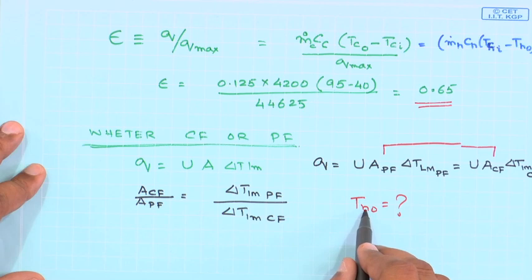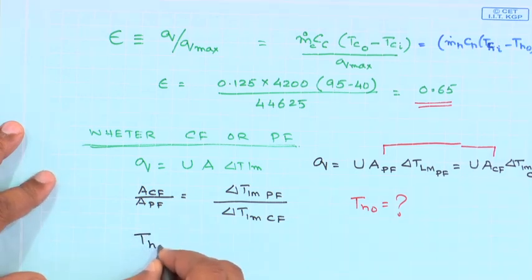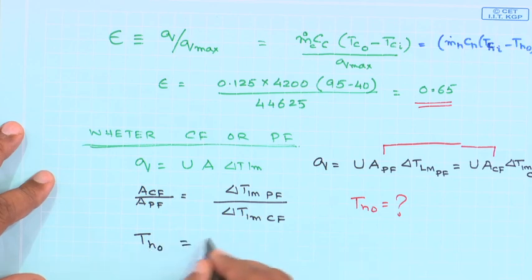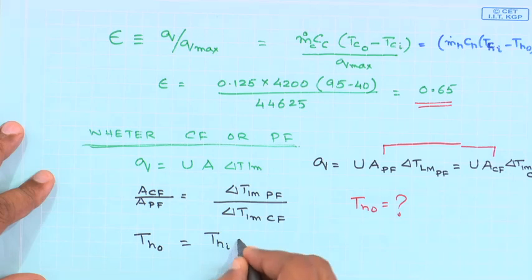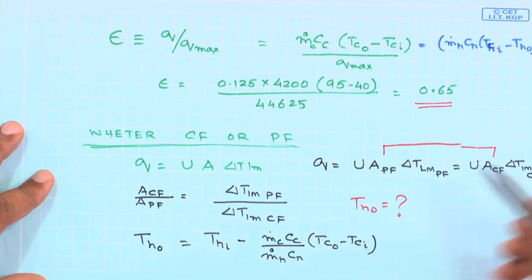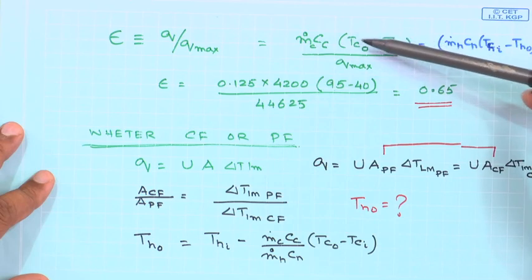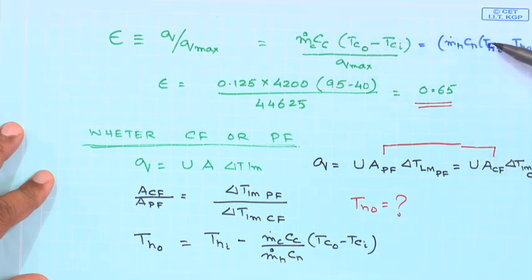Unless I calculate what is THO, I will not be able to evaluate these log mean temperature differences. And the THO, the temperature of the hot fluid at the outlet, would simply be THI minus m dot Cc by m dot H CH times TCO minus TCI. So, what I have done is I have simply used this relation where m dot Cc TCO minus TCI is m dot CH THI minus THO. That is a simple heat balance equation.